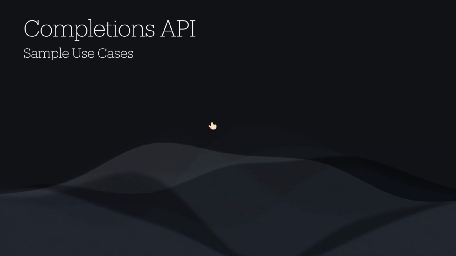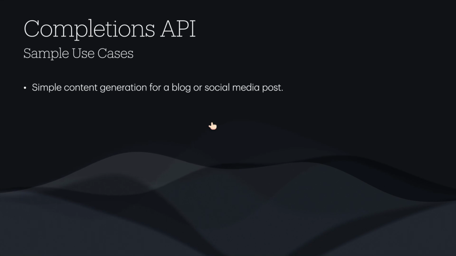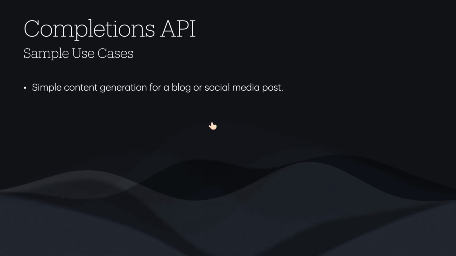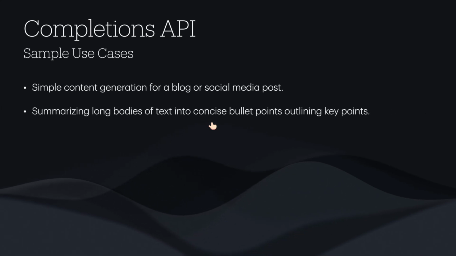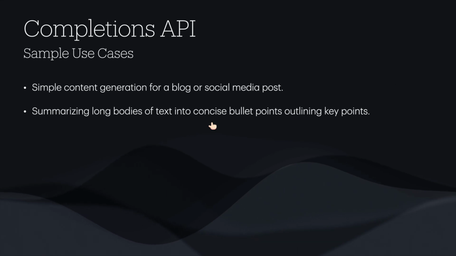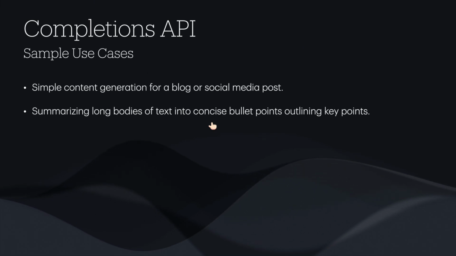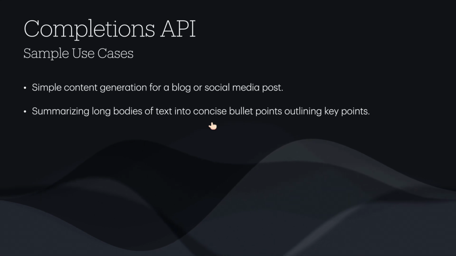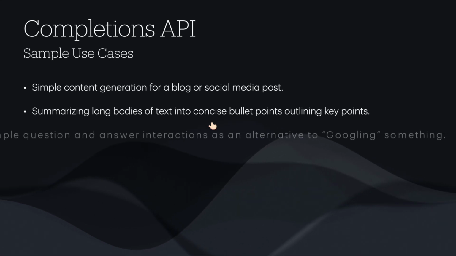What are some sample use cases of the Completions API? You can use the Completions API to generate a tweet or a Facebook post. You can also use it to summarize a long body of text. So think of a chapter book. You could tell the Completions API to summarize the first chapter of this book and then upload the first chapter of the book through the files, and allow the Completions API to give you a bulleted point list of the key points to take away from the first chapter.